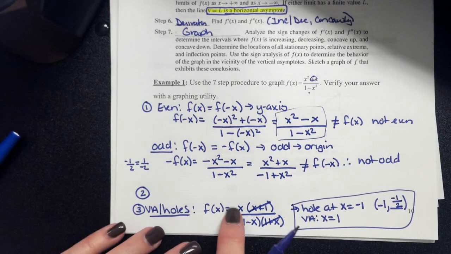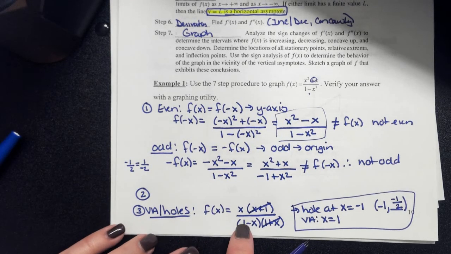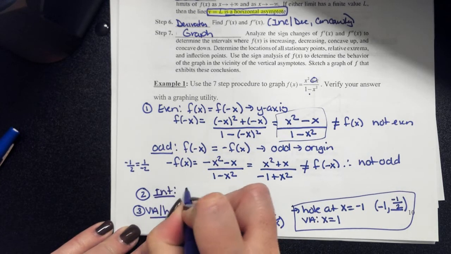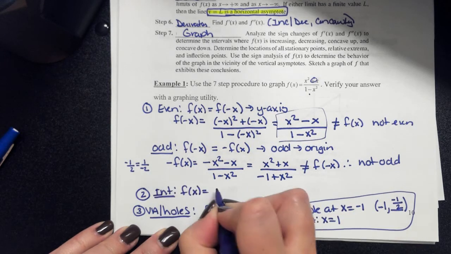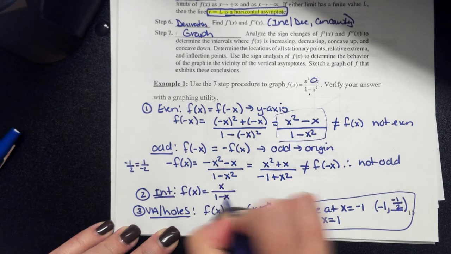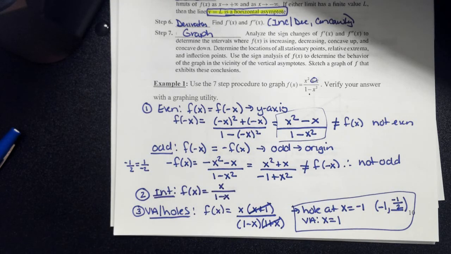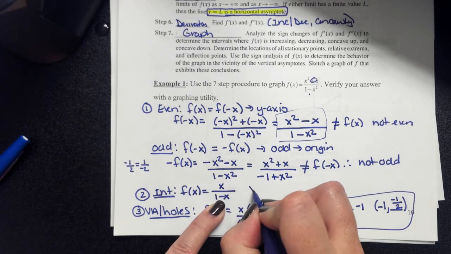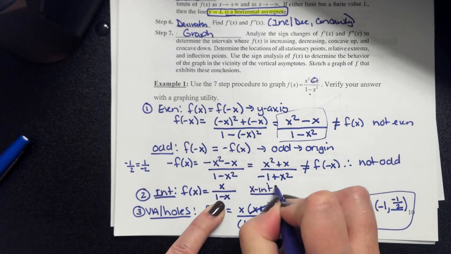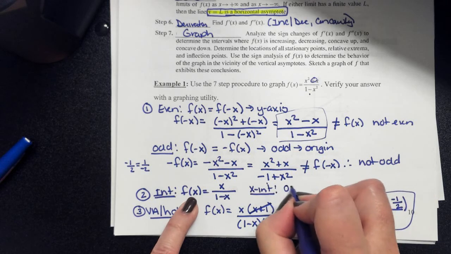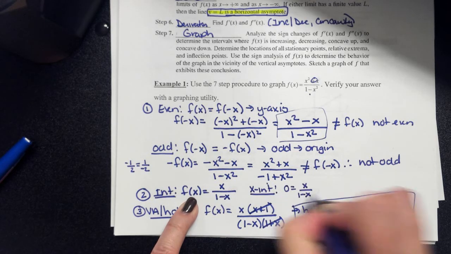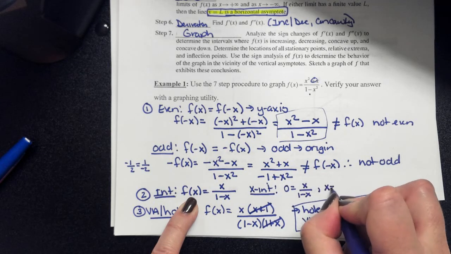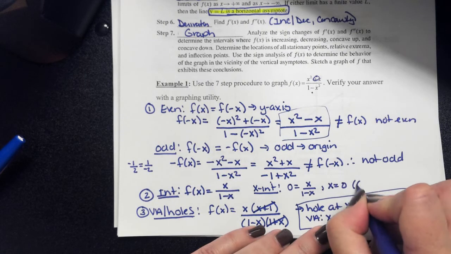So now you can use the simplified form of my function to answer the remaining parts of the questions. So then to find my intercepts, f of x is equal to x over 1 minus x. To find my x-intercepts is where y is equal to 0. So when I set y equal to 0, 0 is equal to x over 1 minus x. When I cross multiply, 0 times anything is 0. So I know I have an x-intercept at 0. So I have an x-intercept at 0, 0.